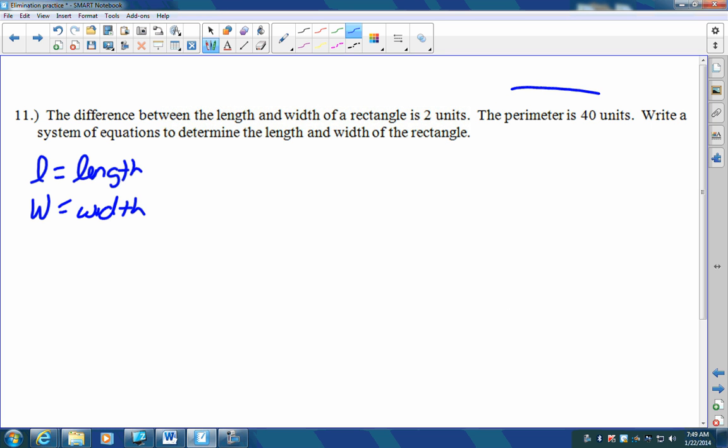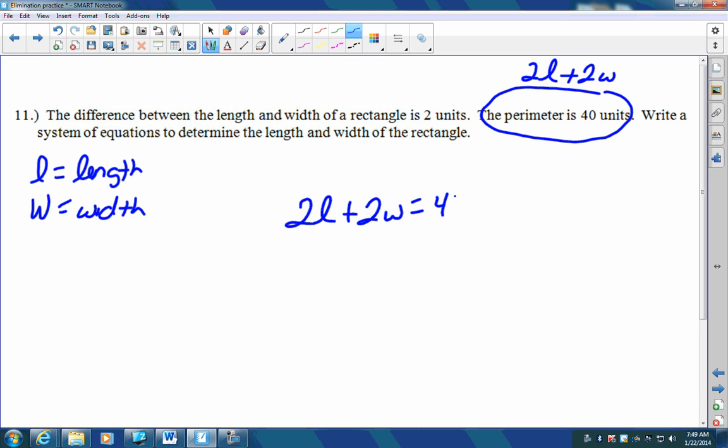This one is always the same formula. Perimeter is 2L plus 2W. So when it says the perimeter is 40, you're going to write 2L plus 2W equals 40. One of the other equations says the difference between the length and the width. What does difference tell you to do? Add, subtract, multiply, or divide? Subtract. The difference between the length and the width: length minus the width is 2.